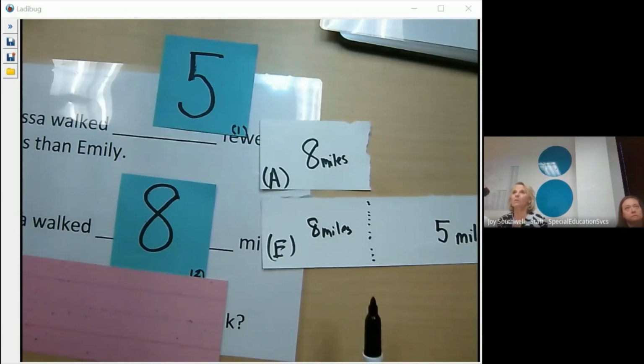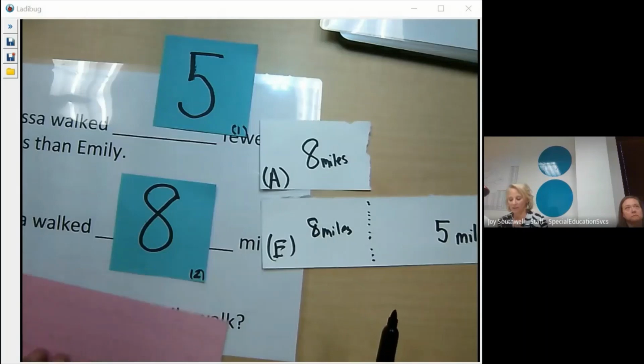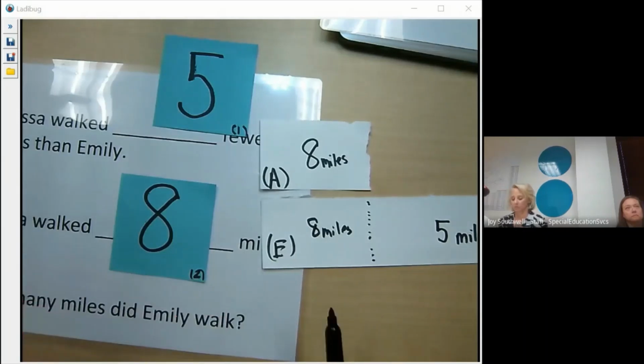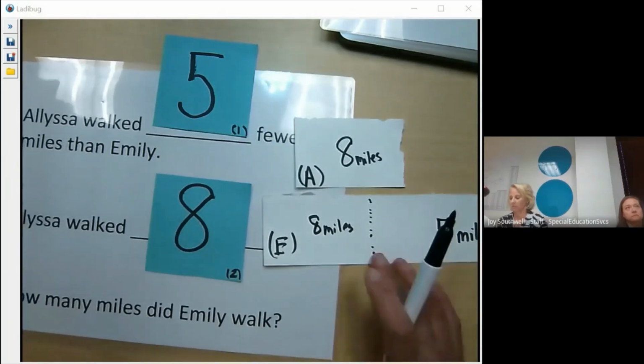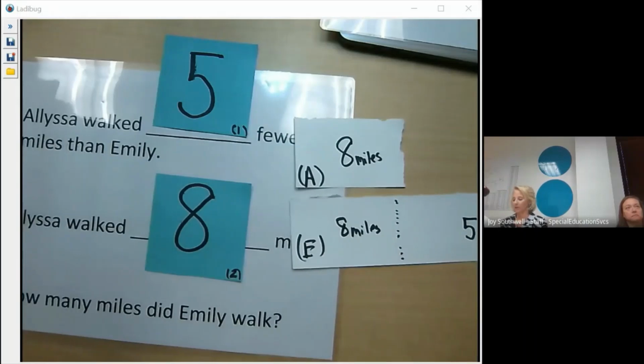So then once we did all that hard work, then I would show them the question. How many miles did Emily walk? And then they use their strategies: number line, cubes, calculator, whatever strategies they need to do that.